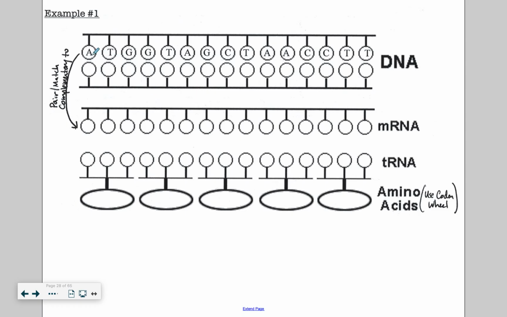Step number 1: figure out the complementary DNA strand. So in DNA, A pairs with T, and C pairs with G.